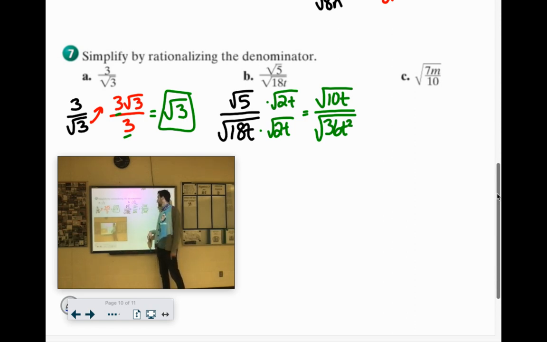what's going on here? The root 10t we can't do anything with. I'm guessing that'll show up in about 5 seconds. What is happening? Seriously.